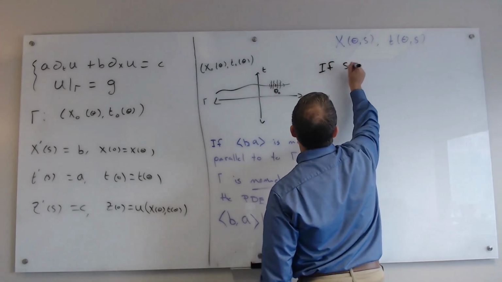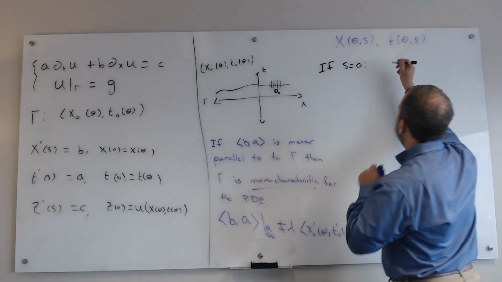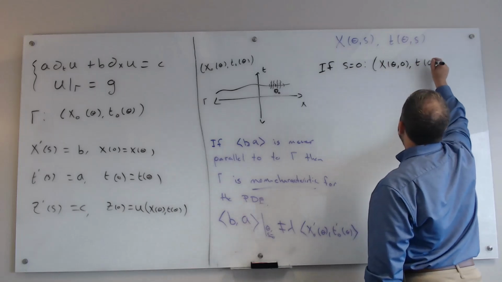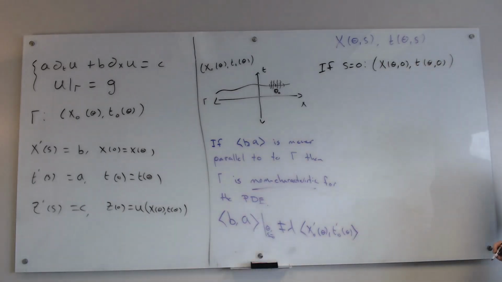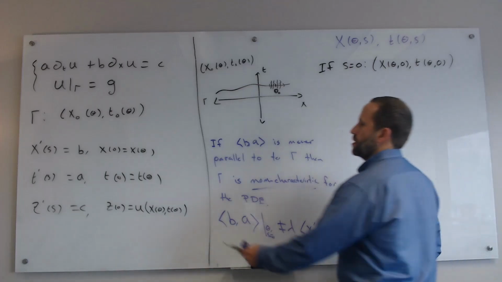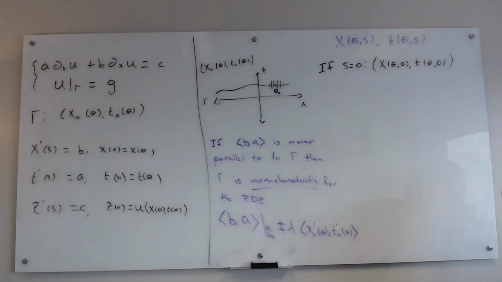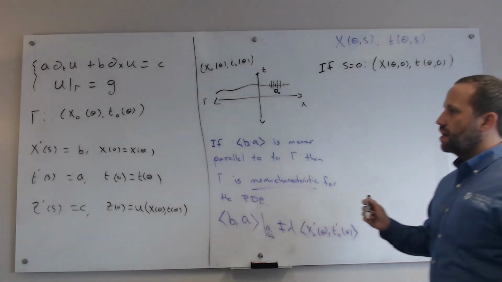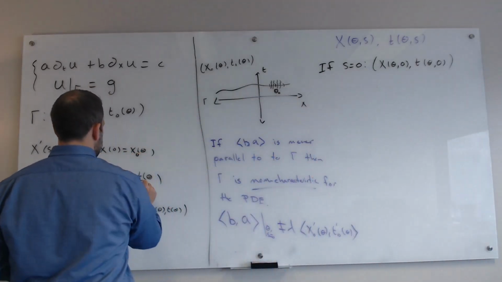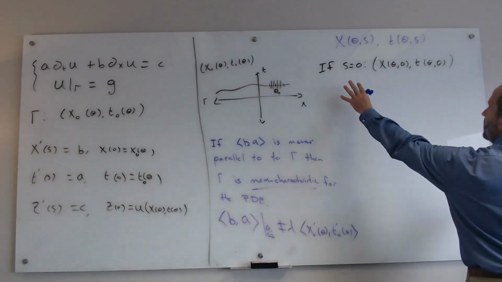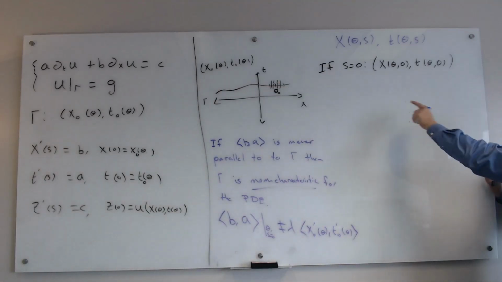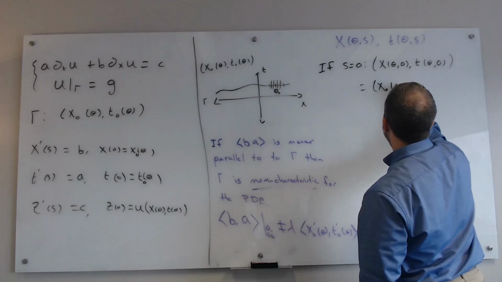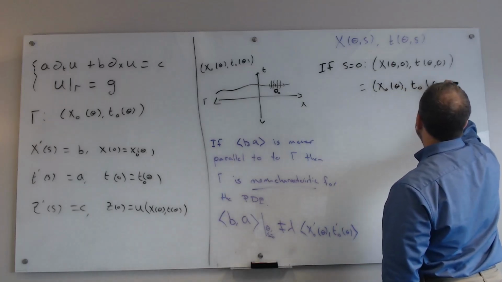Let's say s is equal to 0. If we look at this parameterization, x of theta 0, t of theta 0, remember what x and t are. They are solutions to these equations here. When s is equal to 0, x of 0 is equal to x naught of theta, and t of 0 is equal to t naught of theta. So if s equals 0, x of theta 0, t of theta 0 is exactly equal to the parameterization for gamma. This is x naught of theta, t naught of theta.